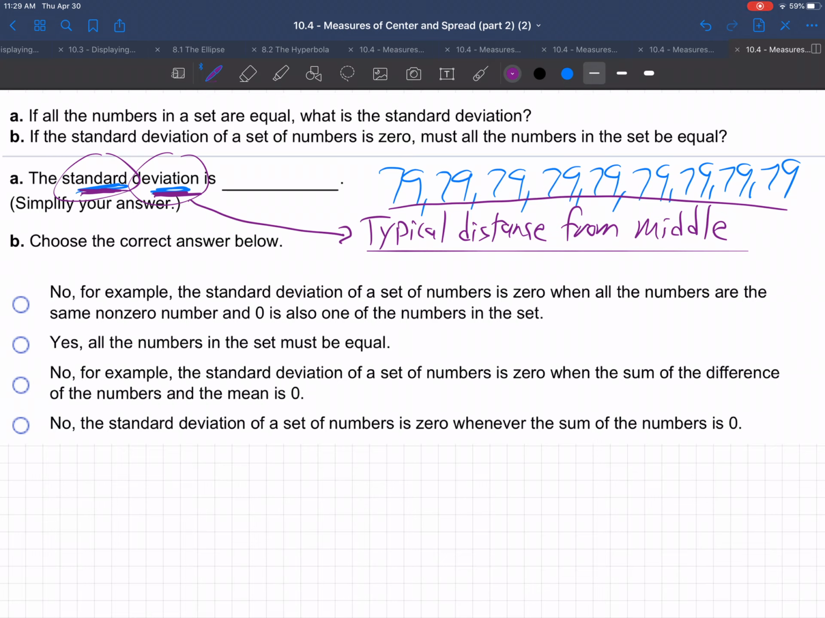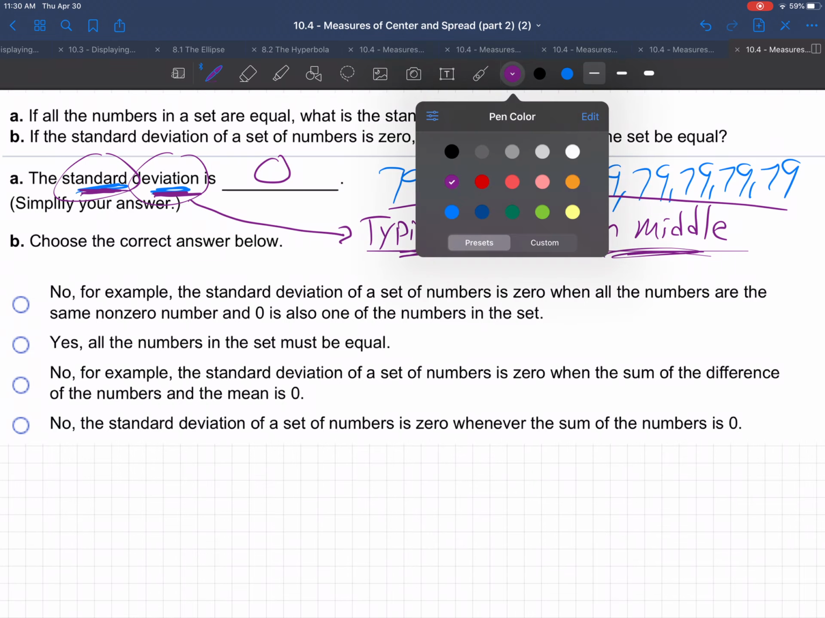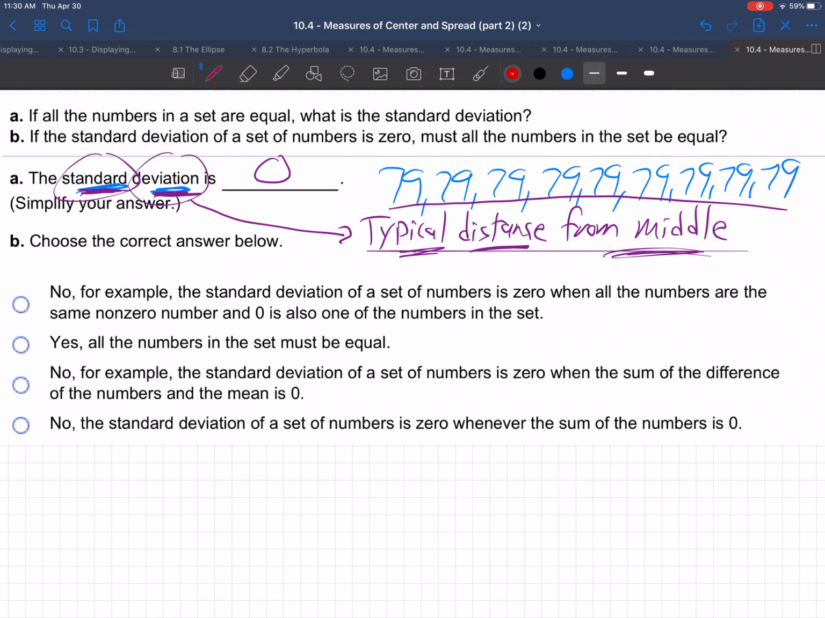And so what is the typical distance from the middle? It's 0. They're not away from the middle at all. They're right on the middle. So they're just testing if you understand standard deviation. If you know what standard deviation is, you'll know if they're all the same values, the standard deviation, the average distance from the middle, is 0.